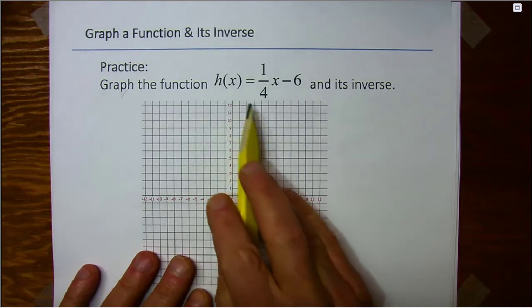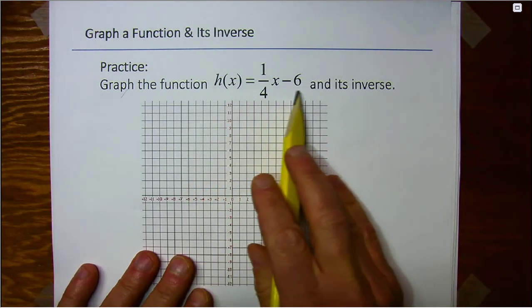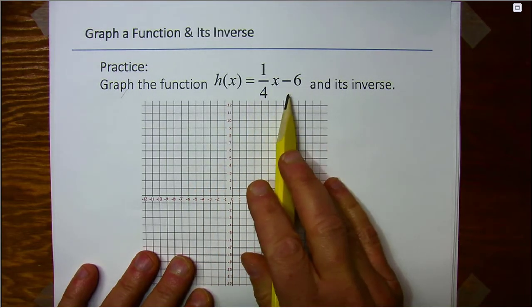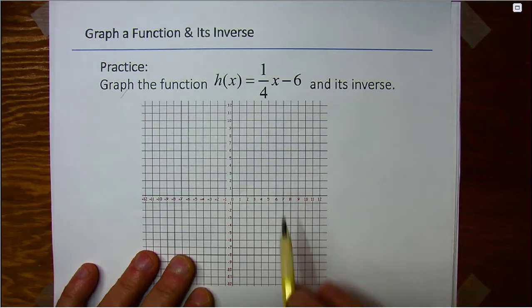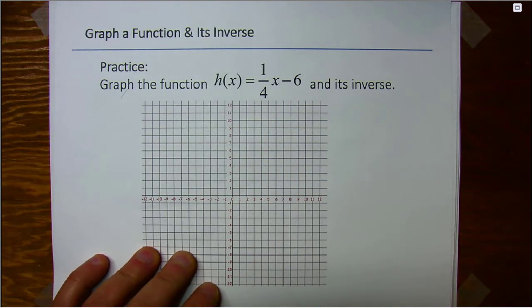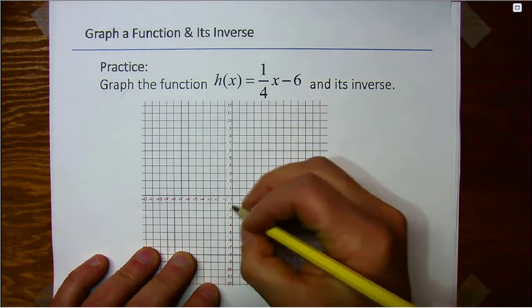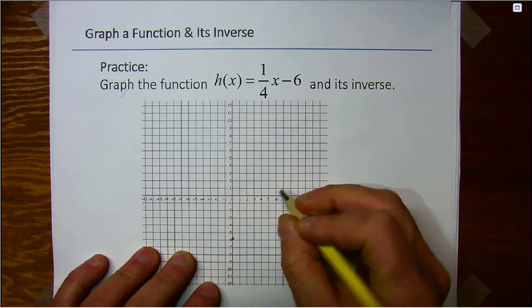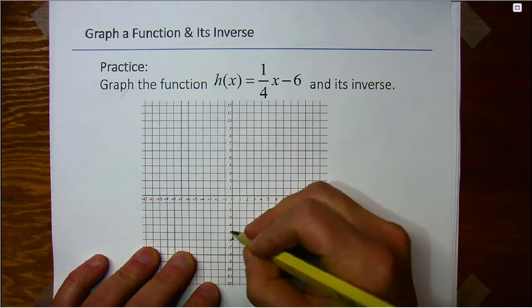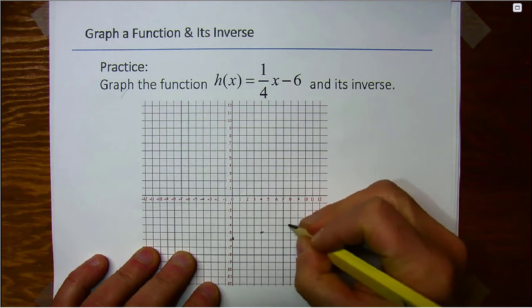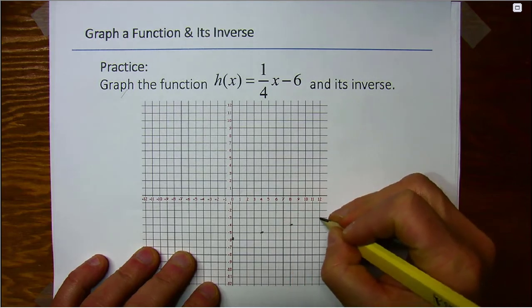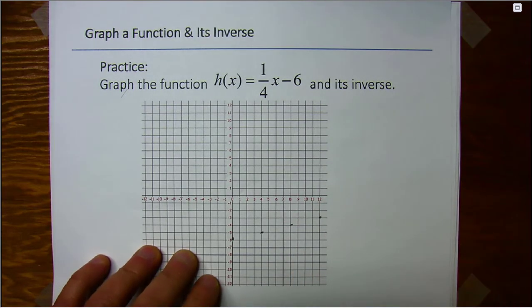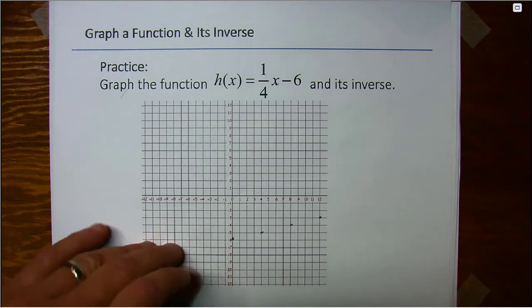Let's start by graphing the line h of x equals 1/4 x minus 6. Now, we plotted points for the other one, and we could do that here, but we can also use what we know about straight lines. We have an intercept of -6, and we have a slope of 1/4. So up 1 and over 4, up 1 and over 4, up 1 and over 4, and there's our set of points that will define our straight line.